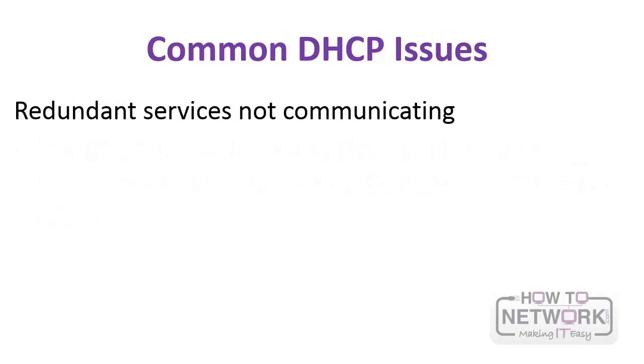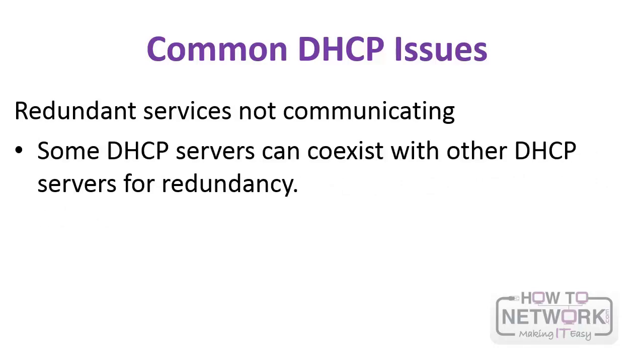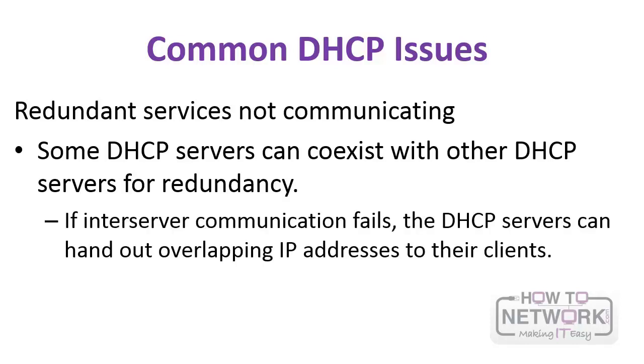Next, redundant services not communicating. You need to understand that sometimes DHCP servers coexist with other DHCP servers for the purpose of redundancy. Now, if these servers do not communicate, this can mean that two servers are acting independently and therefore overlapping IP addresses are being sent out to clients.